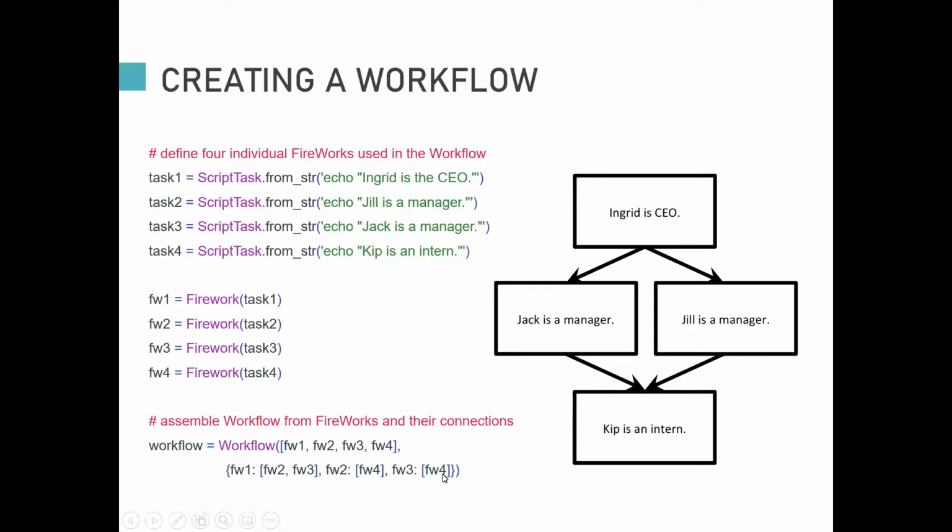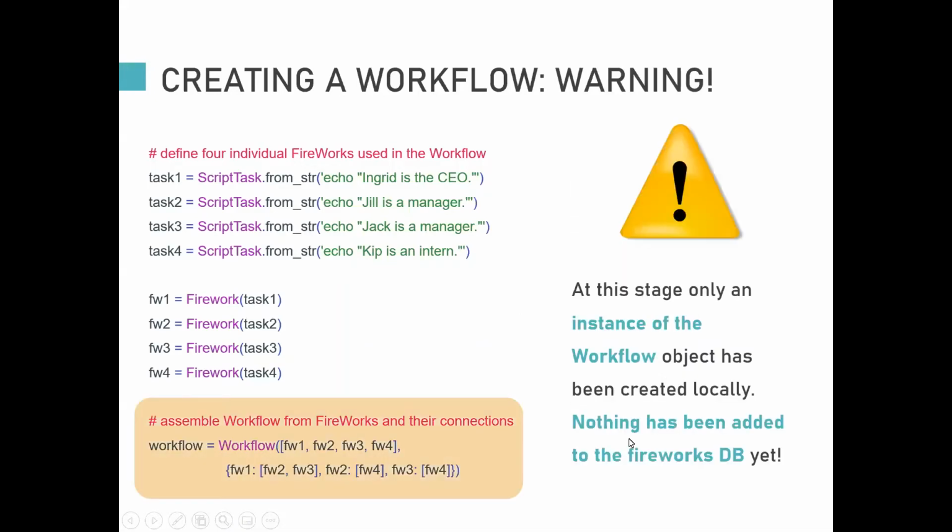So basically you have a workflow consisting of the 4 fireworks, and then the dependencies. Firework 1 is a parent of firework 2 and firework 3. This has to run before this one and this one. And firework 2 is a parent of firework 4. So this one has to run before that. And firework 3 is a parent of firework 4. This one has to run before that one, okay?